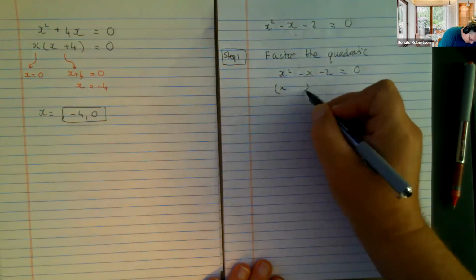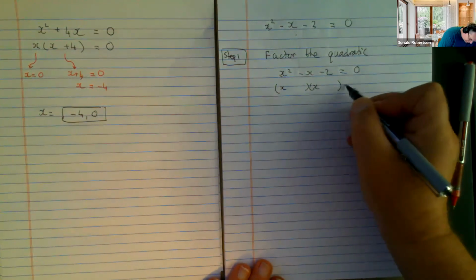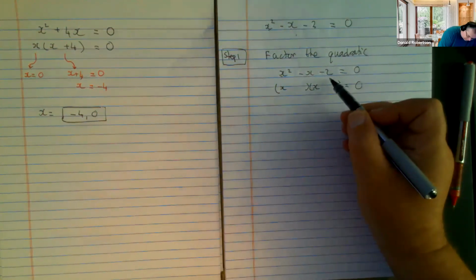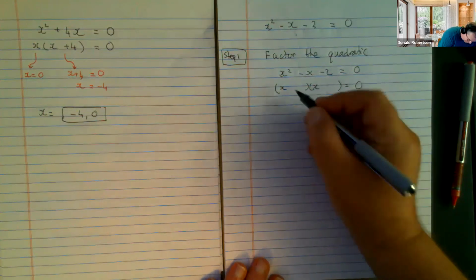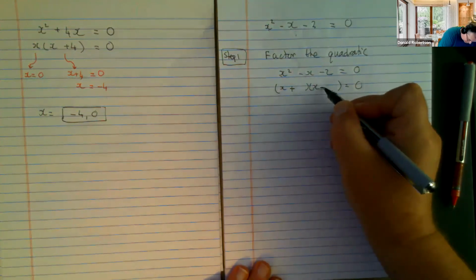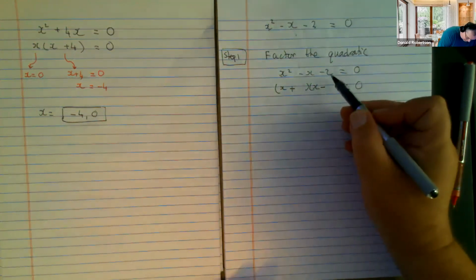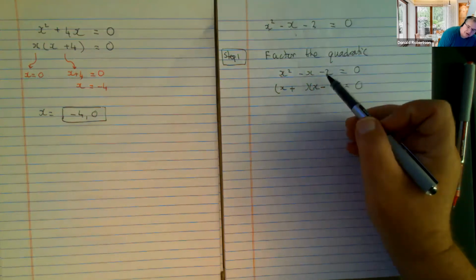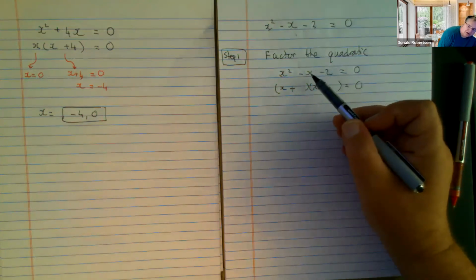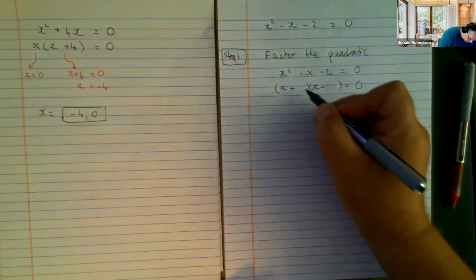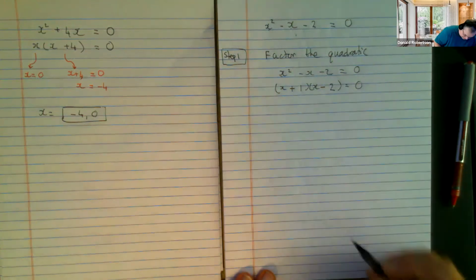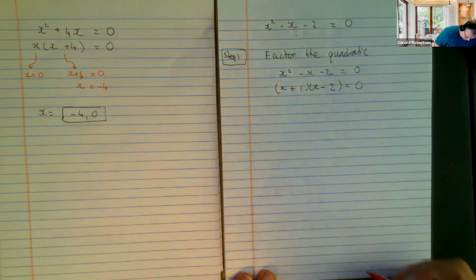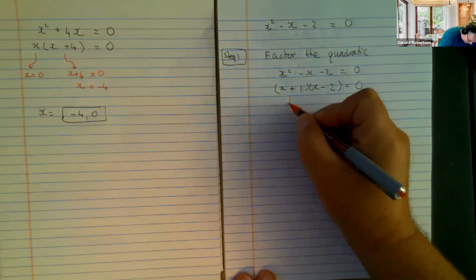Well, since it's an x squared, I know that it's going to be x and x. I'm looking for two numbers that multiply together give me -2. So that kind of guarantees one plus and one minus. So two numbers that multiply together give me -2. And when I add those two numbers, I get -1. And that's the combination that works. So we've now factored it.